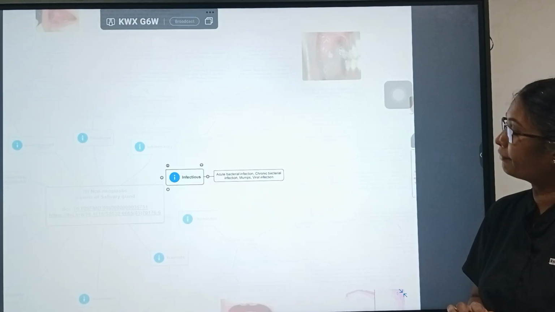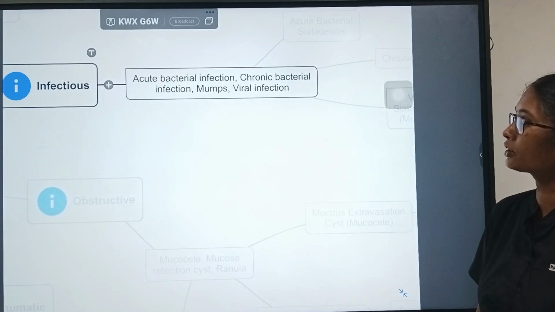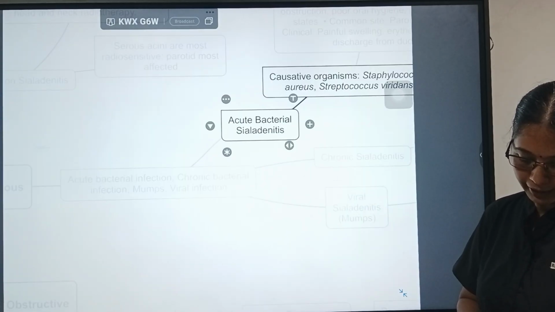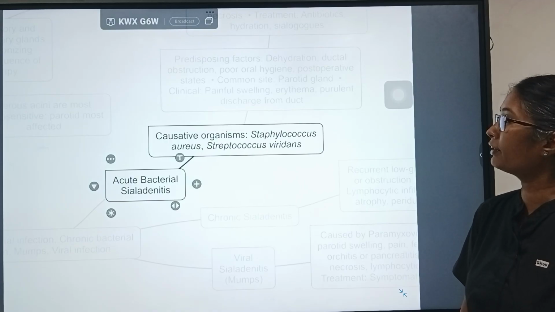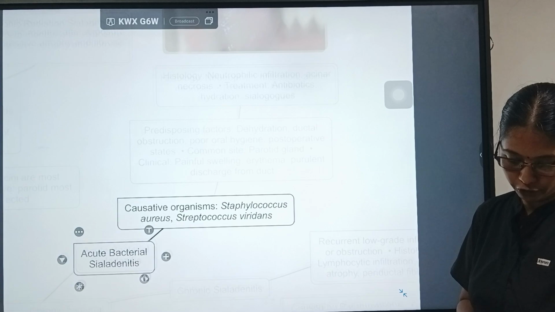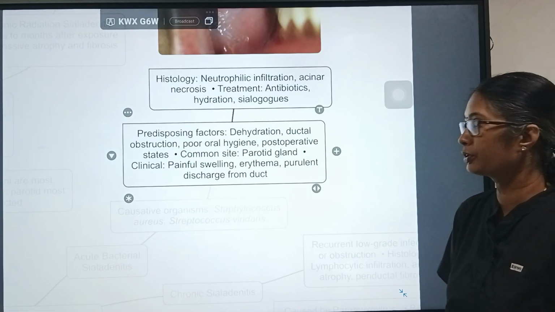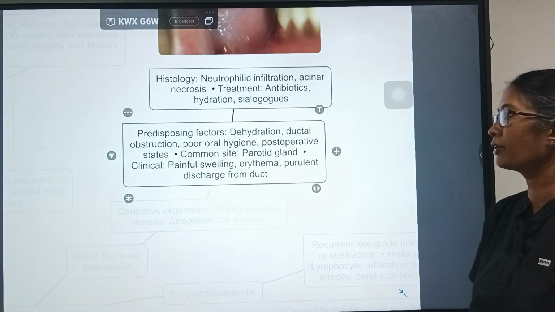And now about the infectious lesions. There are acute bacterial infections, chronic bacterial infections and viral infections, which is mumps. So in acute bacterial sialadenitis, we have Staphylococcus aureus and Streptococcus viridans as the main causative organisms. The predisposing factors are dehydration, ductal obstruction, poor oral hygiene and post-operative states. The common site is the parotid gland.